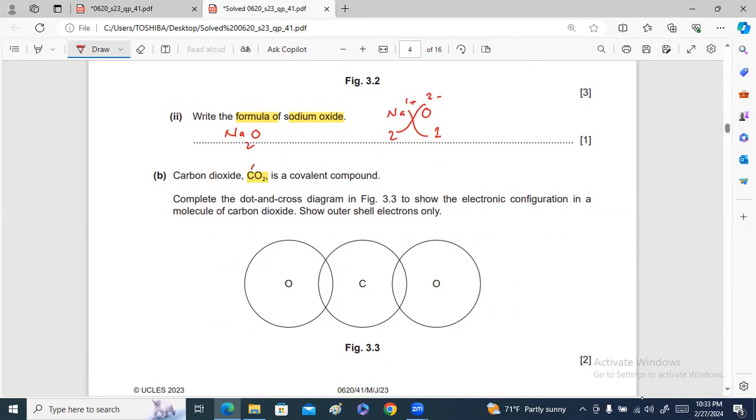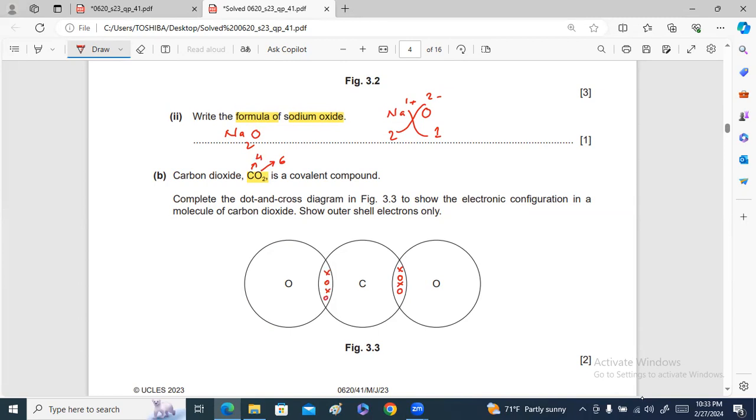Carbon is in group 4 of the periodic table, so it has 4 valence electrons. Oxygen is in group 6 of the periodic table. It has 6 valence electrons, so carbon can make 4 covalent bonds and oxygen can make 2 covalent bonds. So if oxygen can make 2 covalent bonds, here we can say that there must be a double bond. And like this, there must be a double bond for the second oxygen as well.